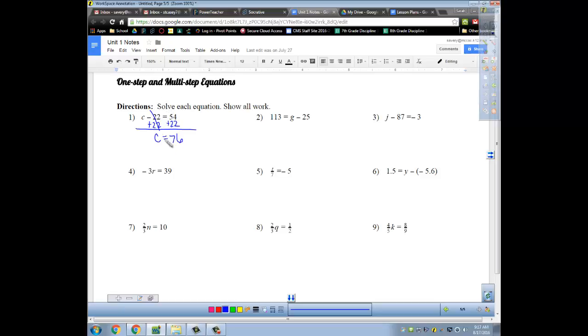Some people like to put a line down the middle. So if you like to do that to make sure you're not having your left side go over to your right and that you're staying organized, that's fine.